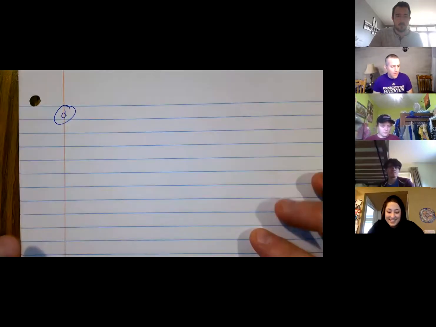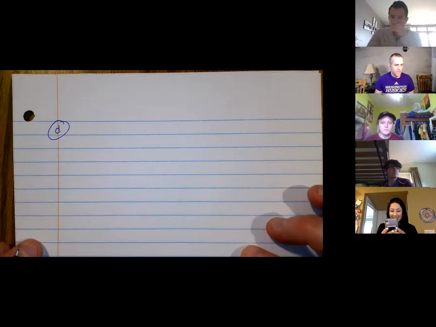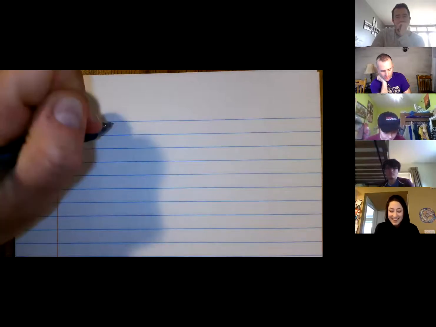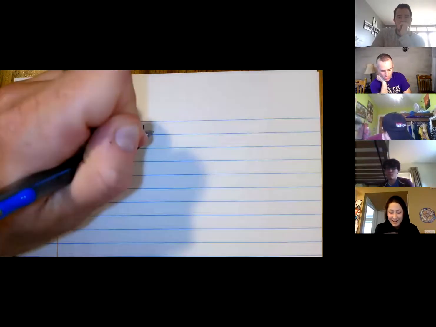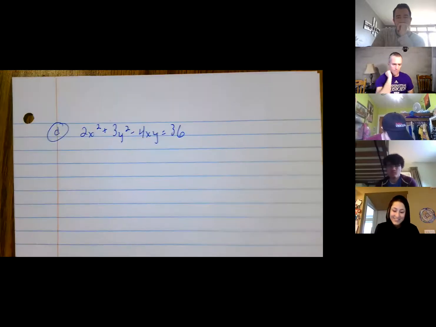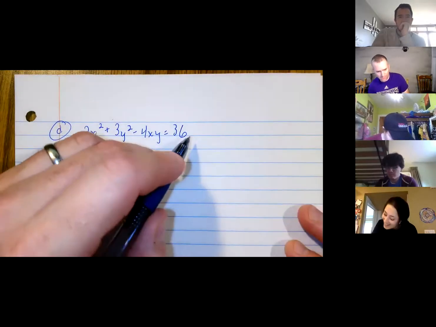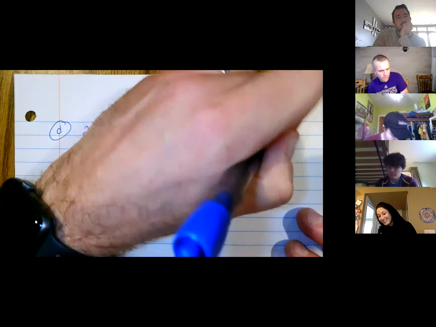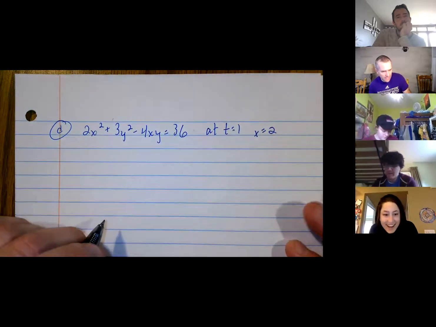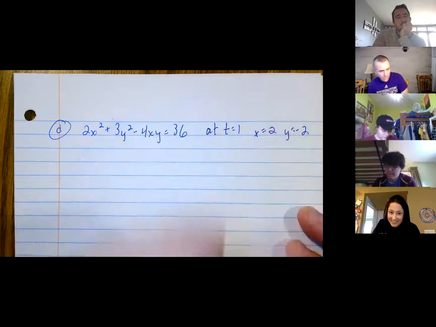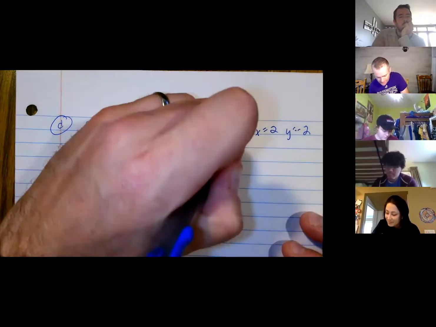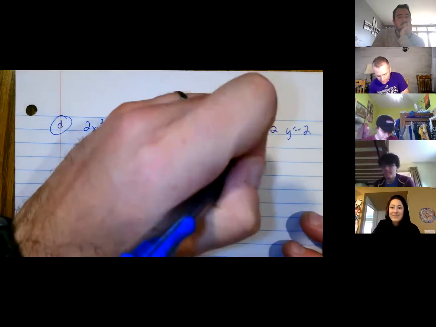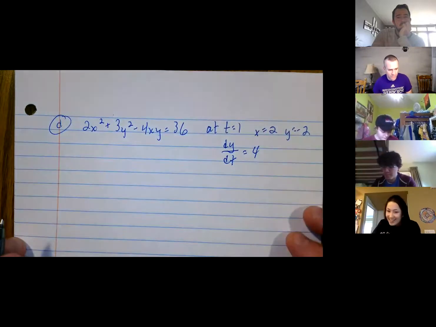All right, so D. Let x and y be functions of time t that are related by the equation 2x squared plus 3y squared minus 4xy equals 36. So same equation. And then it says at time t equals 1, the value of x is 2, and the value of y is negative 2, and the value of dy/dt is 4. Find the value of dx/dt.